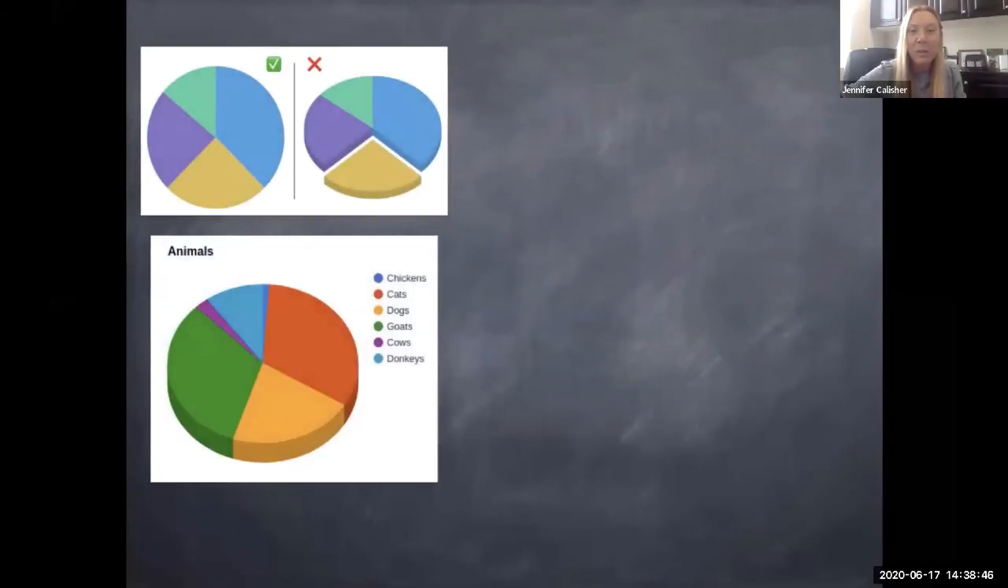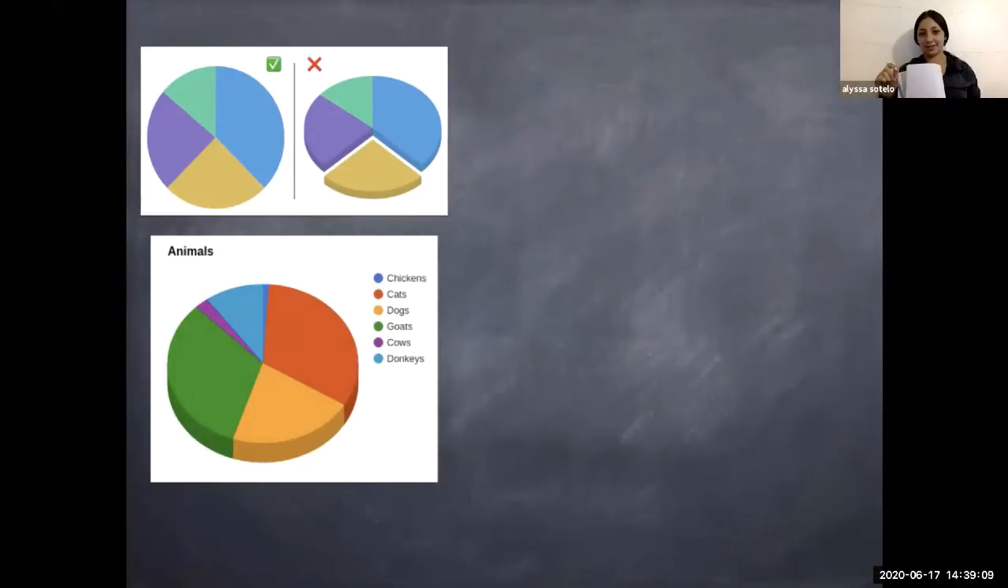Okay, I have some other pie charts here. Just some things to watch out for with our pie charts. The first example where you see the two, it shows there's a good one versus there's a not so good one. Do we know why the one with the red X is not a good one? Does anybody know? Out of those first two? Alyssa, do you know? Well, I know that there's a section separated from the rest, but I don't know why that would be bad.